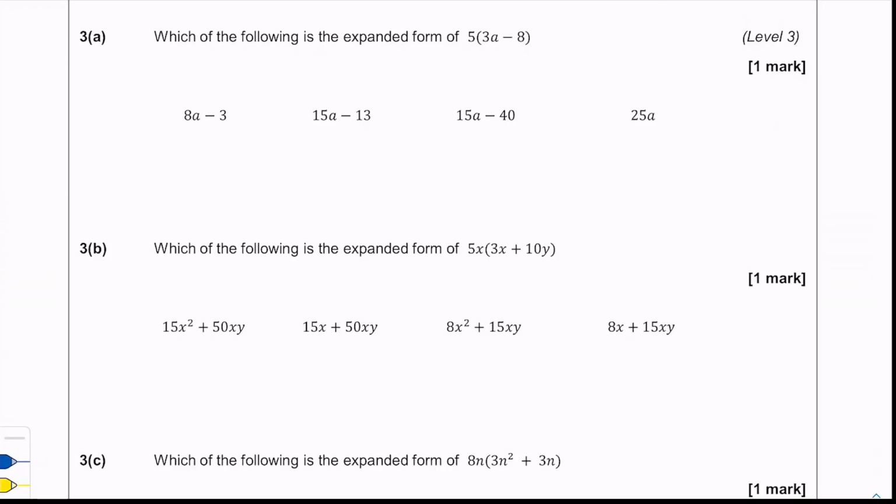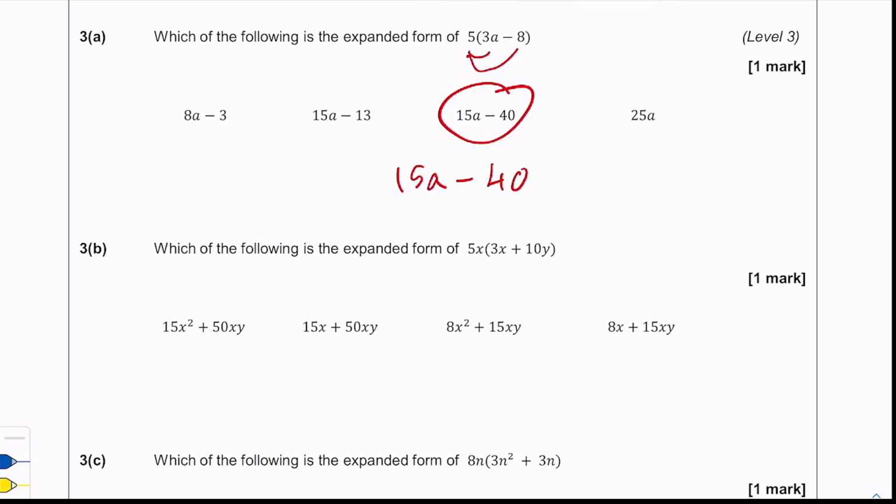Okay, let's move on to some slightly differently structured questions where we need to say which of the following is the expanded form of this bracket here. And we've got 4 different options. Really, this question's slightly easier because we have 4 options, and hopefully we should get one of these as our answer when we expand this. So we're going to do 5 times by 3a and 5 times by negative 8. So that will get us 15a, and then take away 5 times 8 is 40. And we can see that's our answer here.